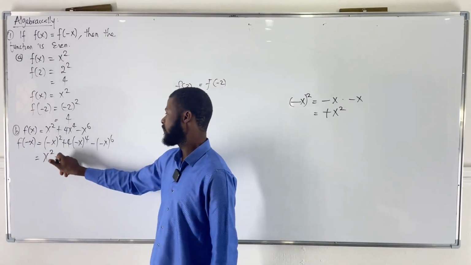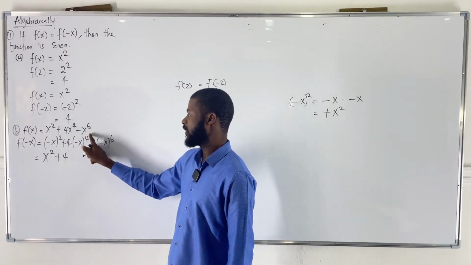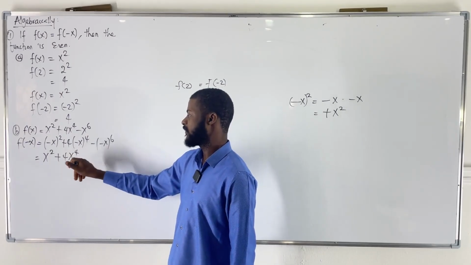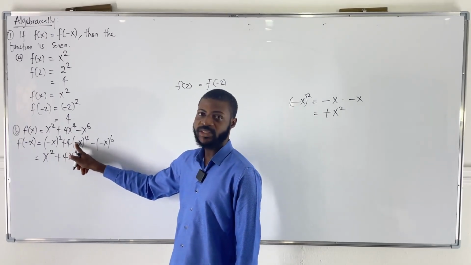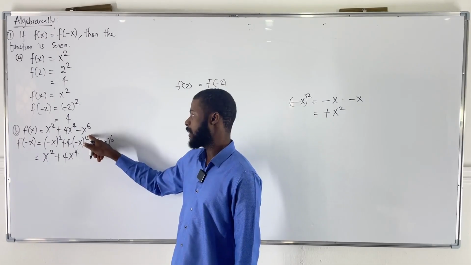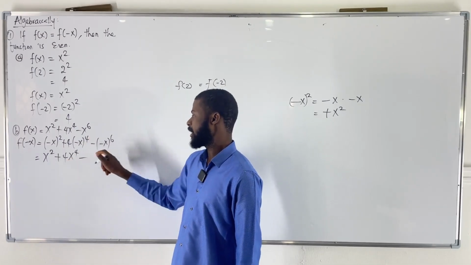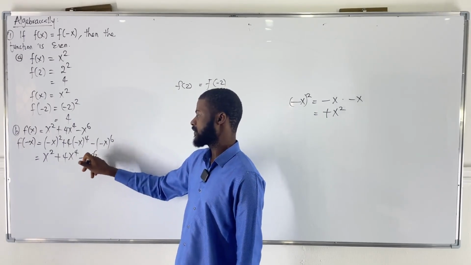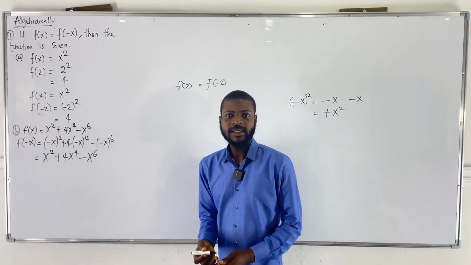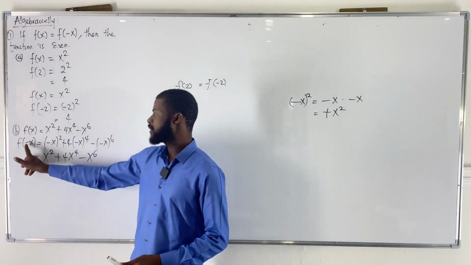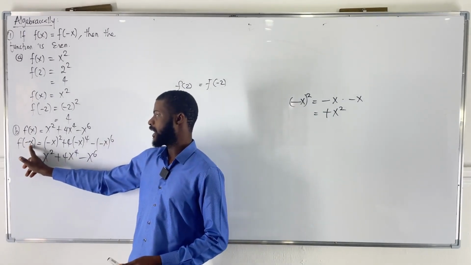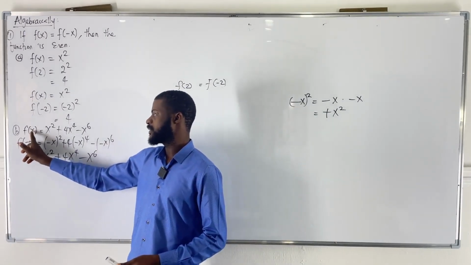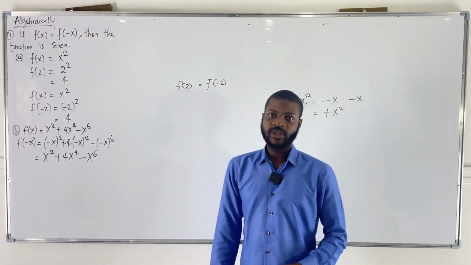And then plus 4 minus x to the power of 4 is still the same thing as x to the power of 4, because the negative will still be positive since our power is even. Then minus x to the power of 6 will give us x to the power of 6. Now what does that mean? That means that after putting minus wherever x is, it's still the same way we do it when it's just x. So the function is even.